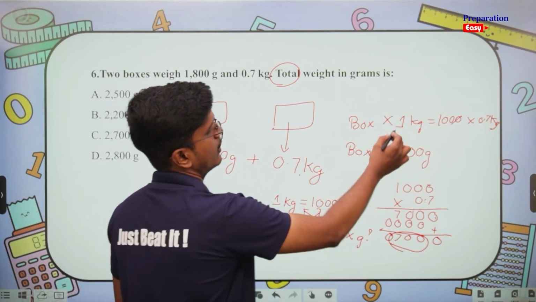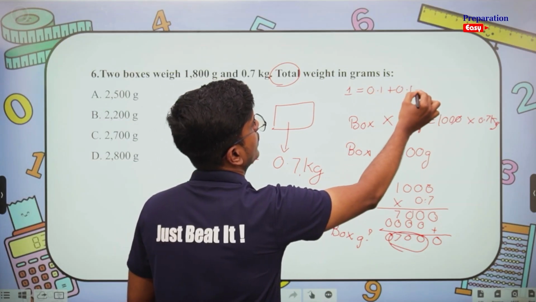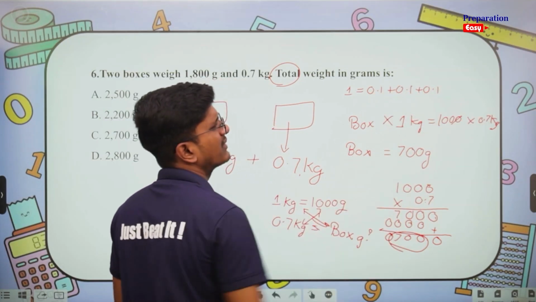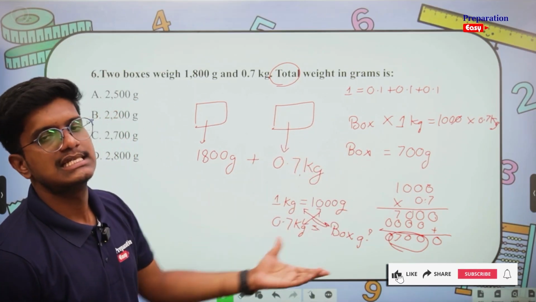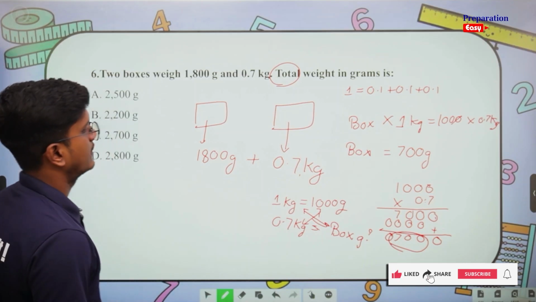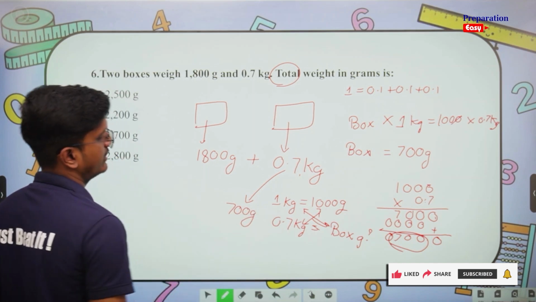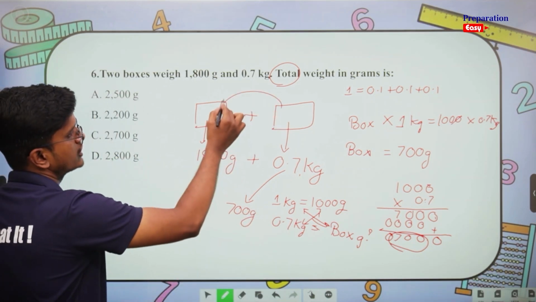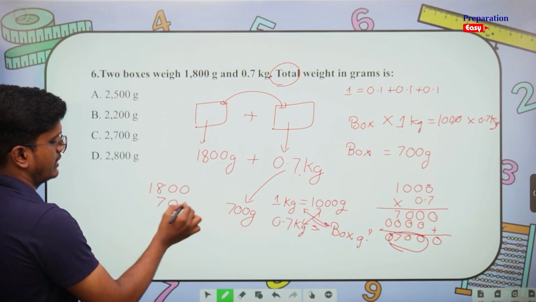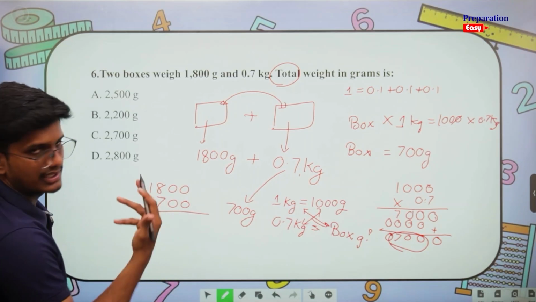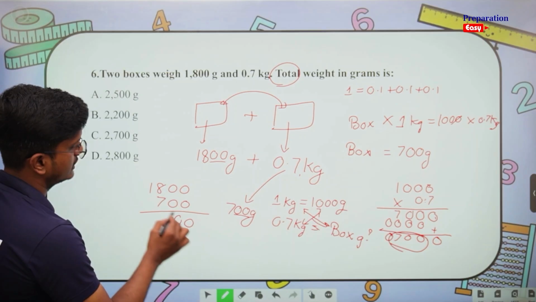Even this 1 we can write as 0.1 plus 0.1 plus 0.1 up till 10 times. So 0.7 we are getting, right? 0.7 means 700 grams, the combined weight. So the box weight we got as 700 grams. We want to add these two boxes together, which is 800 plus 700. Now keep in mind these two zeros, because we have two zeros common.